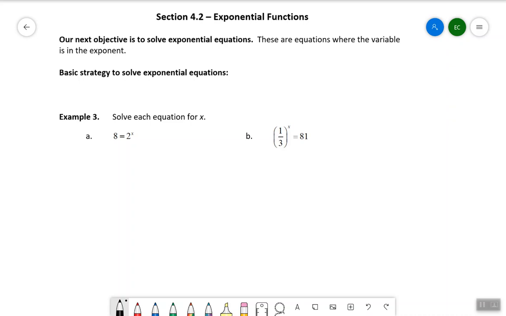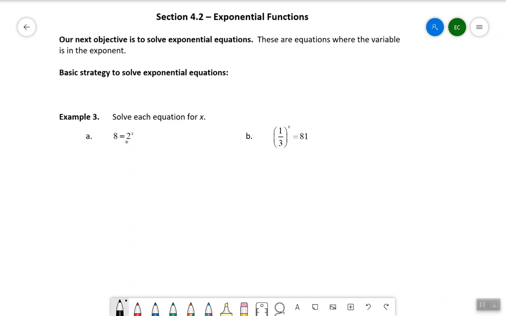Okay, we're in section 4.2 and we have already looked at some graphs of exponential functions, and now the next objective is to solve some exponential equations. What makes an equation an exponential equation? Well, it's when the variable is in the exponent. And so you see the first couple examples. There's a basic strategy that we want to apply in each of these problems. And we'll get to that as we work through this first example.